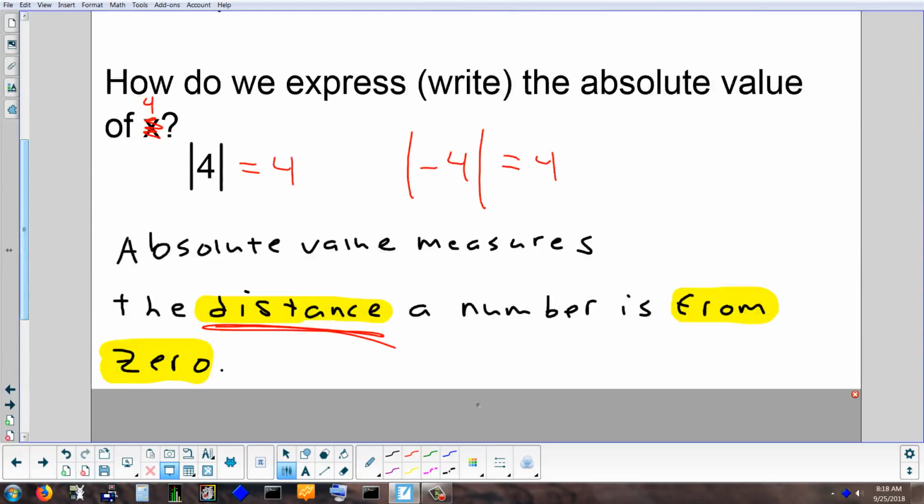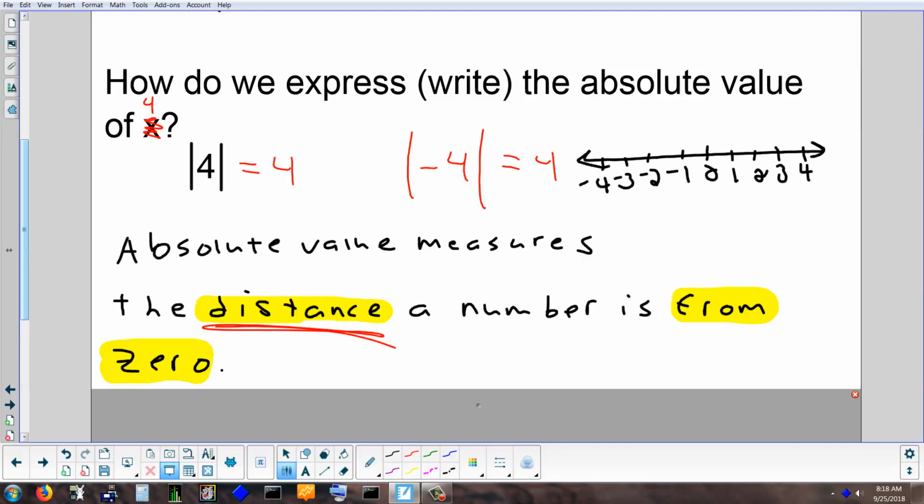Distance from 0. Think about distance for a second. If you measure the distance from here to the back of the room, it would never be a negative number, right? Distance is never negative. If you measure the distance from here to Boston, you would never say it's -40 miles or -50 miles. It's 50 or 40, whatever it is. So distance is always a positive number.